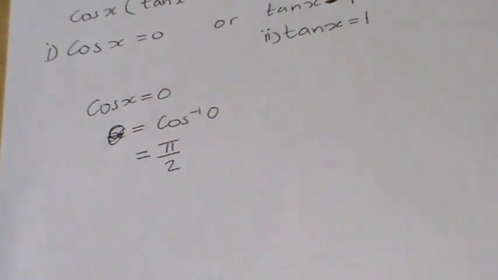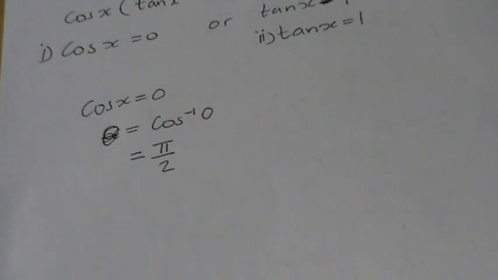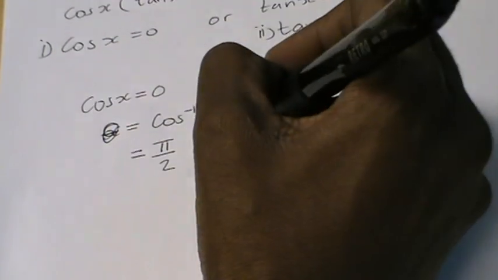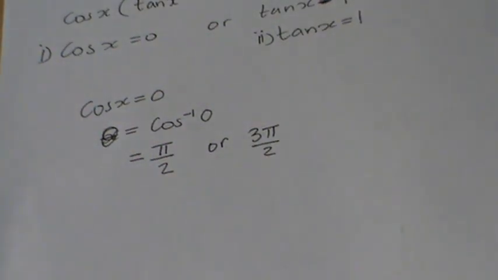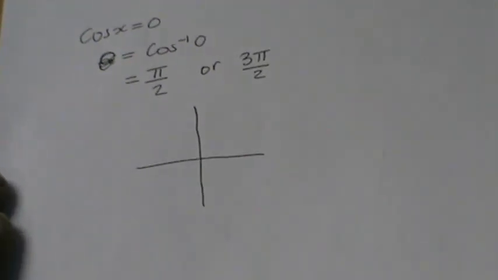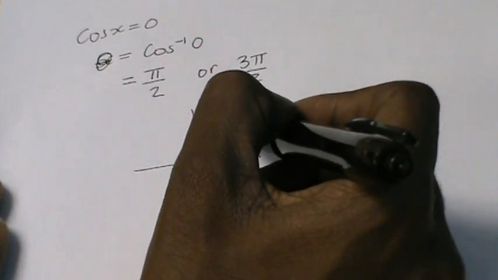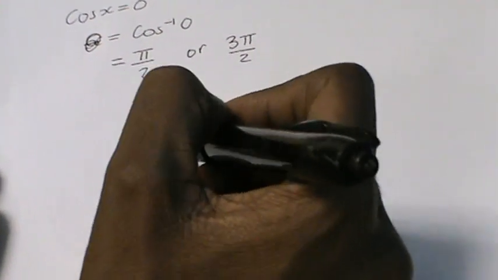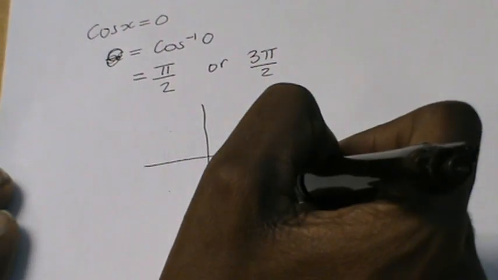So here, my solutions are pi over 2, because cos of 90 is 0, or 270, which is 3 pi over 2. I didn't take it into the quadrants, because the quadrants only say whether it's positive or negative, and if it's 0, that means it lies on the line, just like this. If it is in this quadrant here, it is positive. If it's in this quadrant, it's either positive or negative.